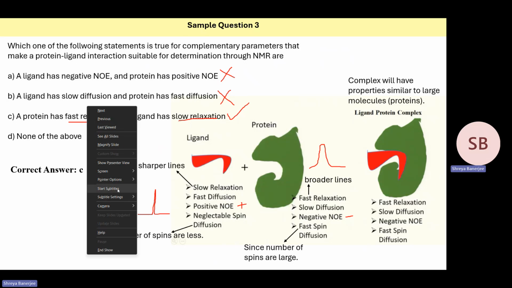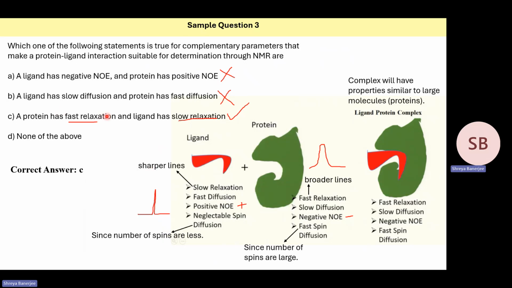That is, a protein will have fast relaxation because of its large size, and a ligand has slow relaxation because of its small size. And the result of this is that the ligand will have sharp lines in NMR, the protein will have broad lines in NMR.